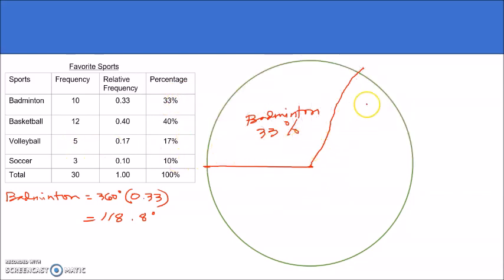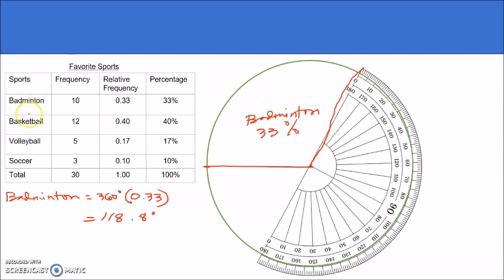How about for the basketball? So, ito yung portion ngayon. You can erase this later. Ayan, ito din dito. So, sa basketball naman, we are going to compute for the size of the sector, basketball. So, we still have 360 degrees, the same lang, and then the relative frequency is 0.4 or 0.40. So, i-multiply mo lang yan. That's 360 times 0.40 or 0.4. That gives you 144 degrees.